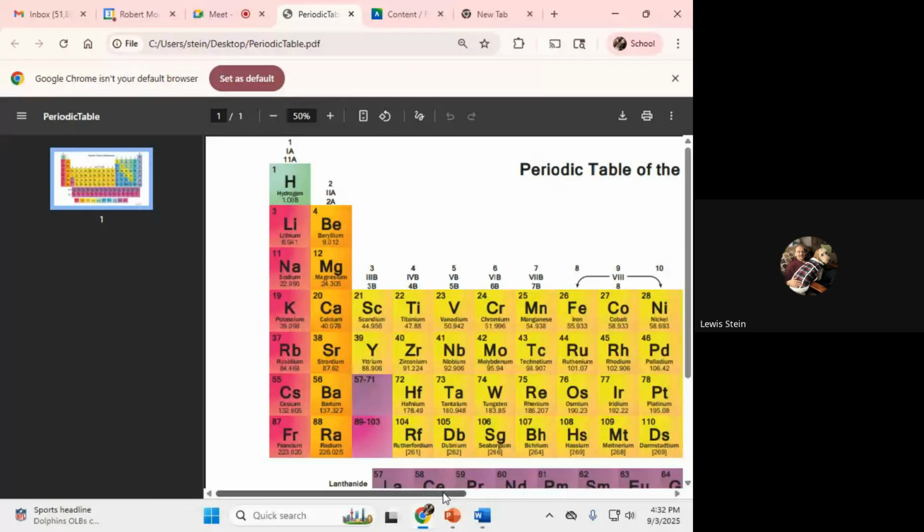Okay, and this is sort of where we left off. A lot of this is common stuff, but it's starting to explain the distinction between these different types of bonds.